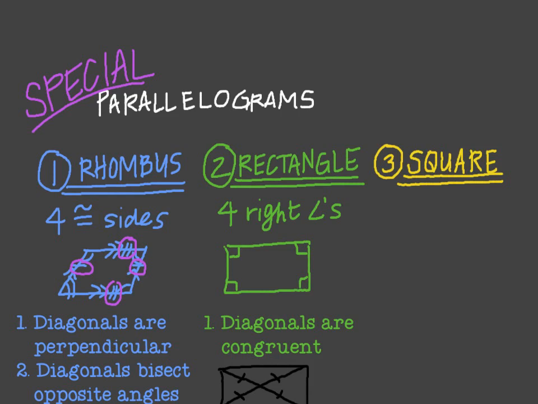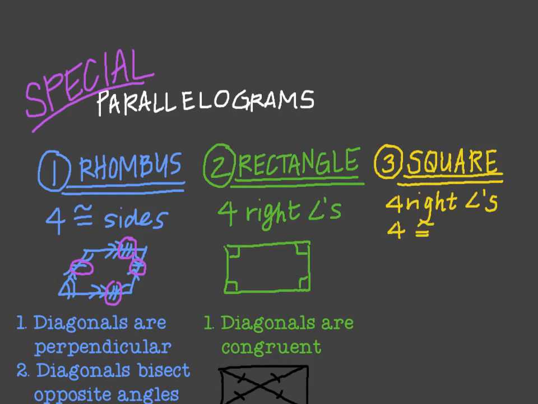Okay, so the last special parallelogram is a square. And a square is sort of like a rhombus and a rectangle combined. It has the qualities that a rectangle has, which is that it has 4 right angles or 4 90-degree angles. So that makes a square a special kind of parallelogram as well as a special kind of rectangle. And it also has 4 congruent sides.